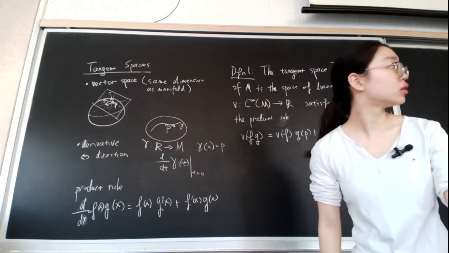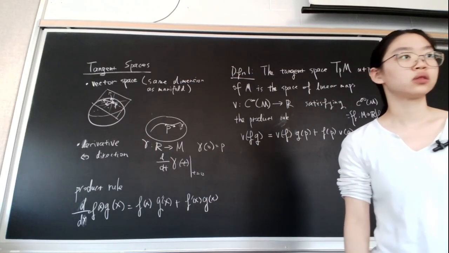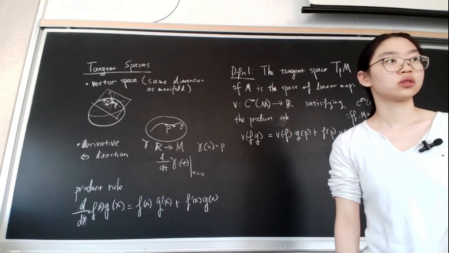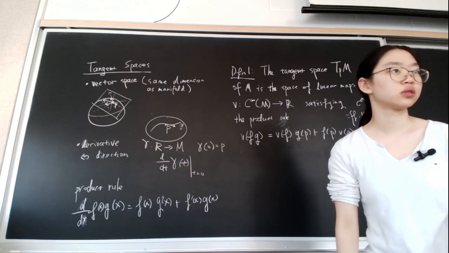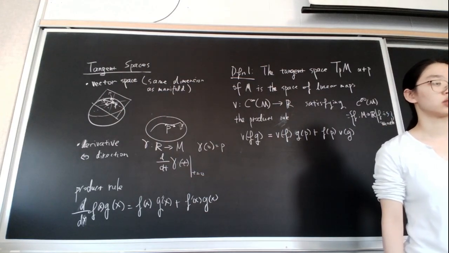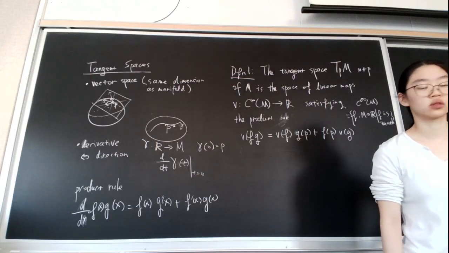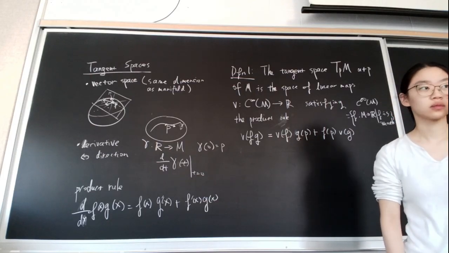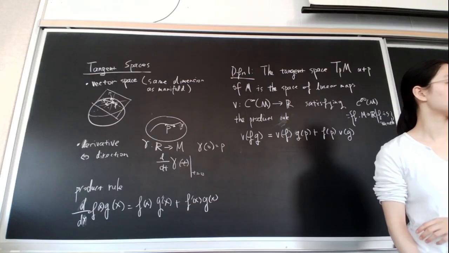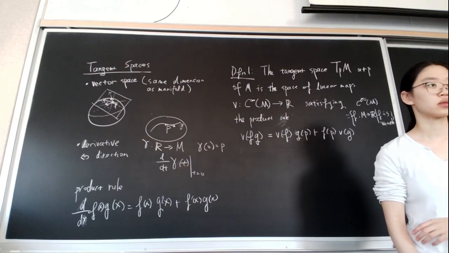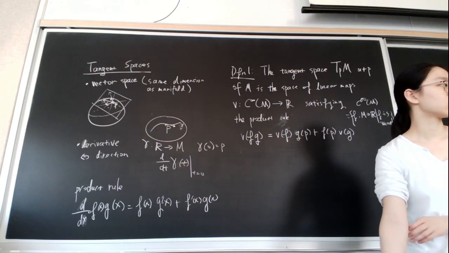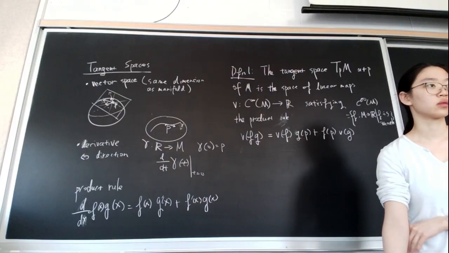Following question, just clarifying the notation: V here, V will be our derivative. V is a derivative. And then f and g are just functions, right? So V is something that takes in a function and outputs a number. Well, we're specifying the point, right? That's why the P is there.